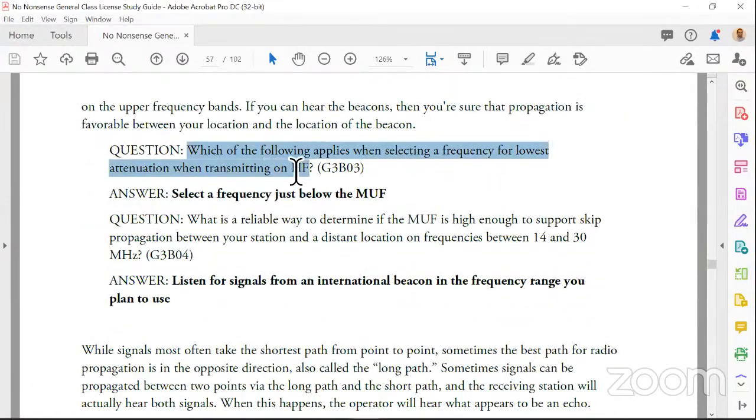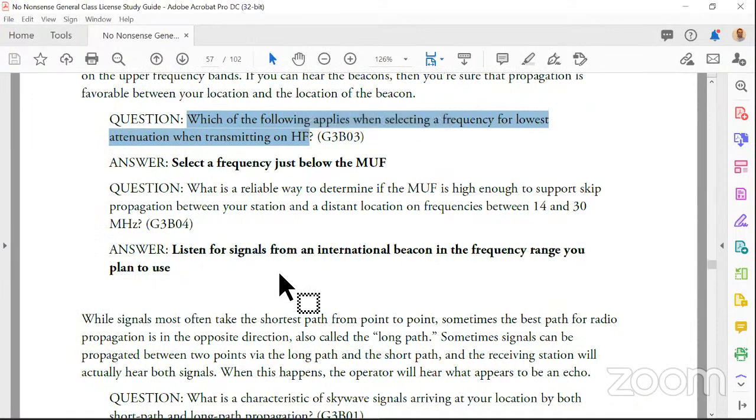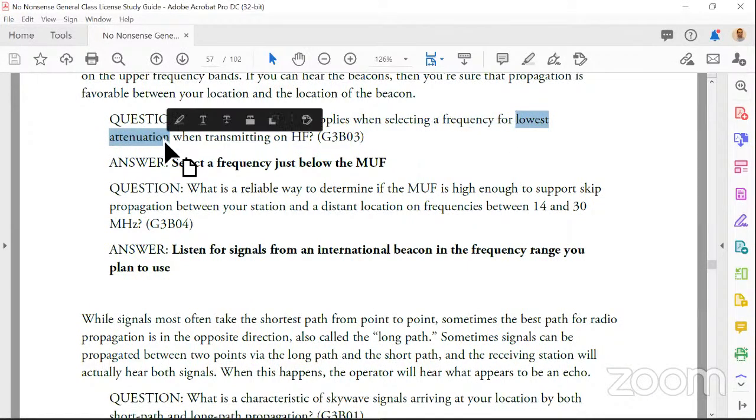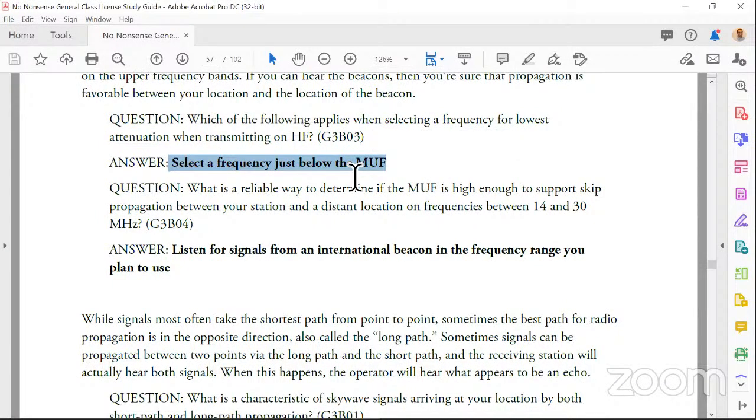Okay, next question. Which of the following applies when selecting a frequency for lowest attenuation when transmitting on HF? So what they're asking us is, if we are transmitting on HF and we want to select a frequency for the lowest attenuation, remember we said attenuation is reduction, so we want to use a frequency that has the least amount of signal reduction. We want most of our signals to get there, so we want to be effective, we want to be efficient. So what frequency shall we use or select? We select a frequency that is just below the maximum usable frequency. So whatever the maximum is, we tune our dial to a frequency just below it, and we will have the maximum signal, because that is the frequency with the lowest attenuation or the lowest reduction in the signal.